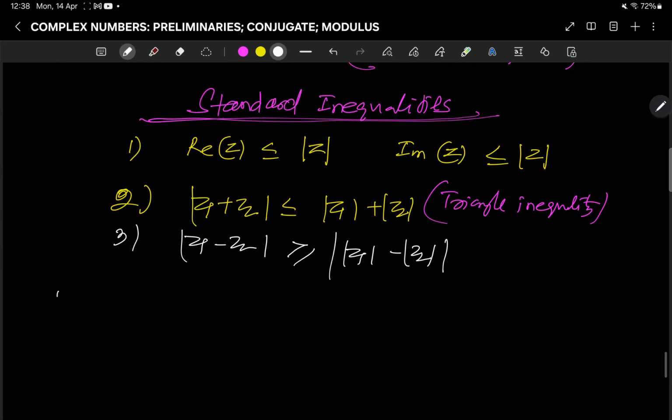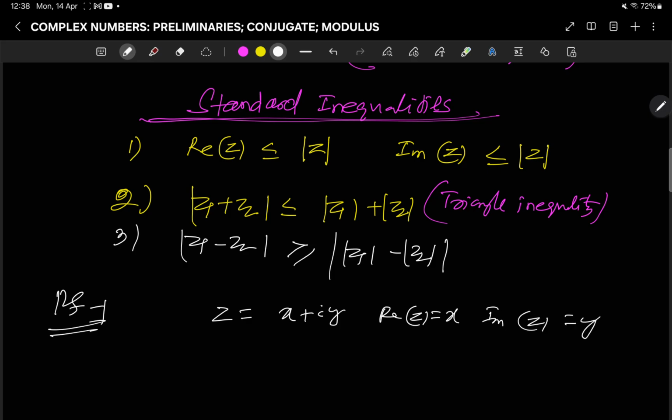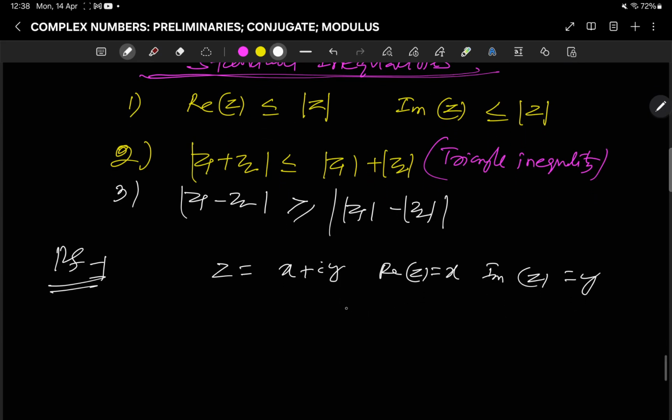So let us prove this. Coming to the proof of 1. What is here? Suppose z is equal to x plus iy. So what is real z? Real z is x. Your imaginary z is what? y. So here modulus of z is what? Square root of x square plus y square.